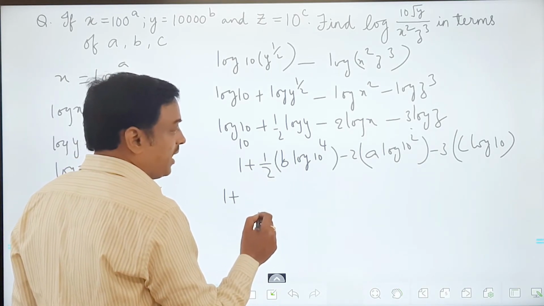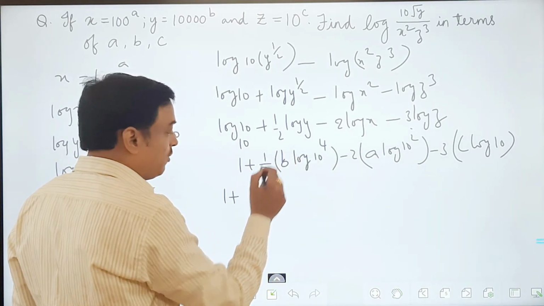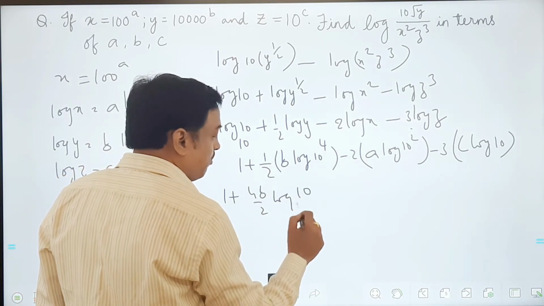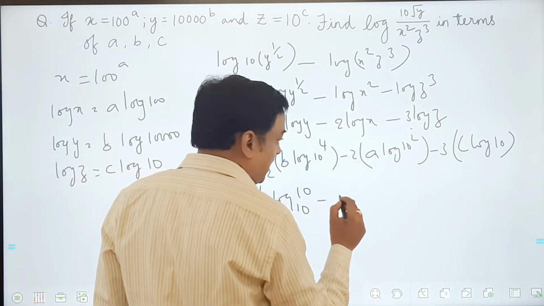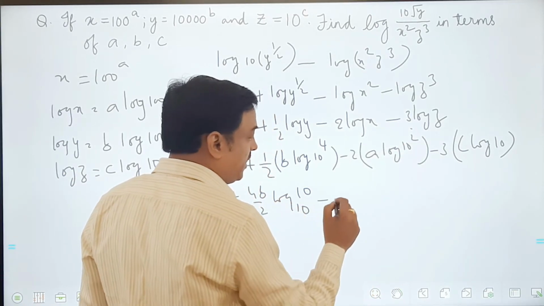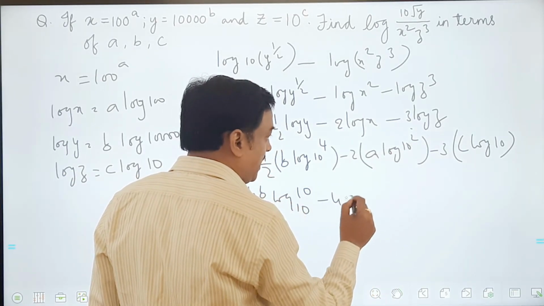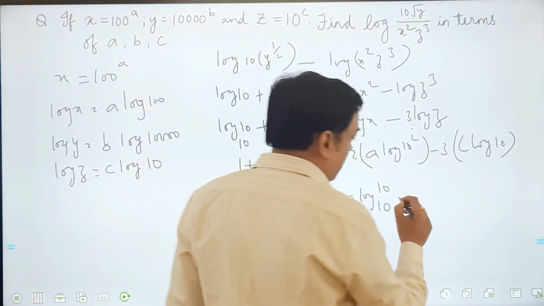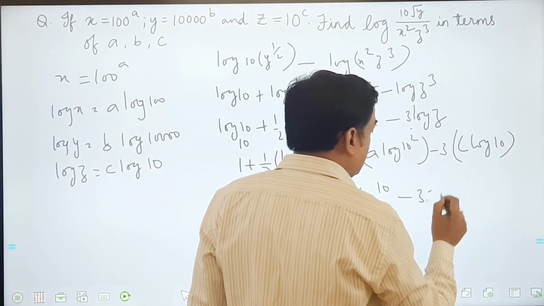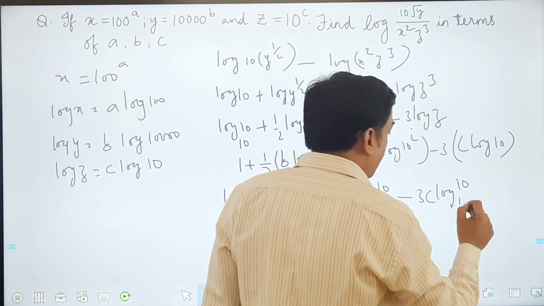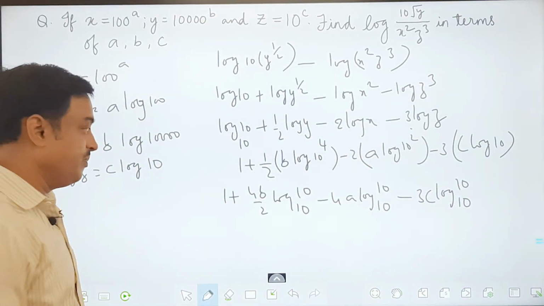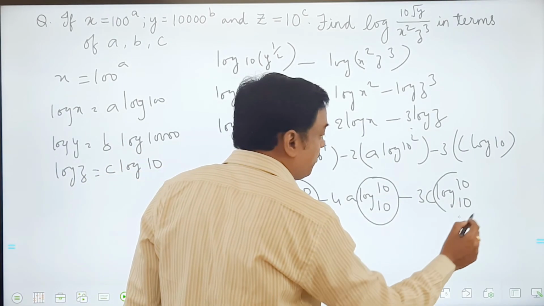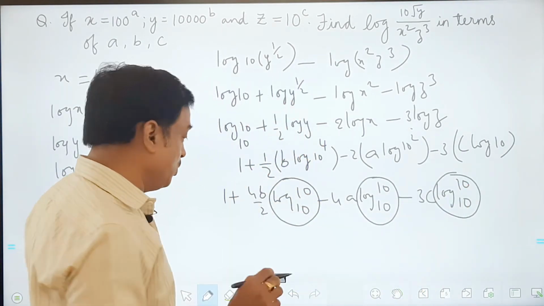If I open it, what I get here is, this 4 will come in front of it, so 4b by 2 log 10, and by default base 10 it is, minus this 2 will come in front of it, so 2 into 2, 4a log 10, and by default the base is 10, minus here this is 3c log 10, and by default it is base 10. Now all these three values, log 10 base 10, log 10 base 10 and log 10 base 10, will become 1 as we know the rules.